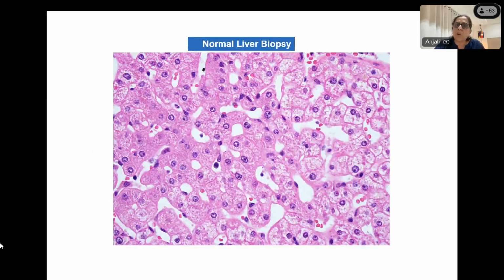Now coming to normal hepatocytes. These are normal hepatocytes which are single cell radiating cords, and in between hepatocytes, the spaces which you can see over here, these are sinusoids. And these sinusoids normally either contain occasional RBCs or they are empty. And these sinusoids are lined by endothelial cells, and you can sometimes see Kupffer cells within sinusoid. So this is the normal histology.